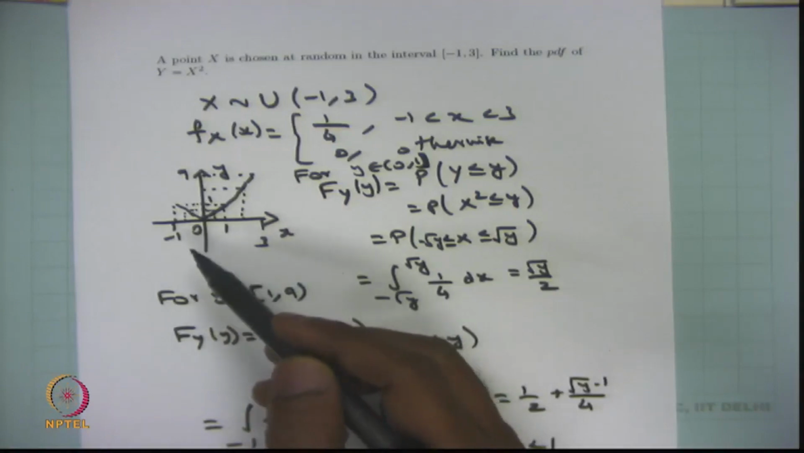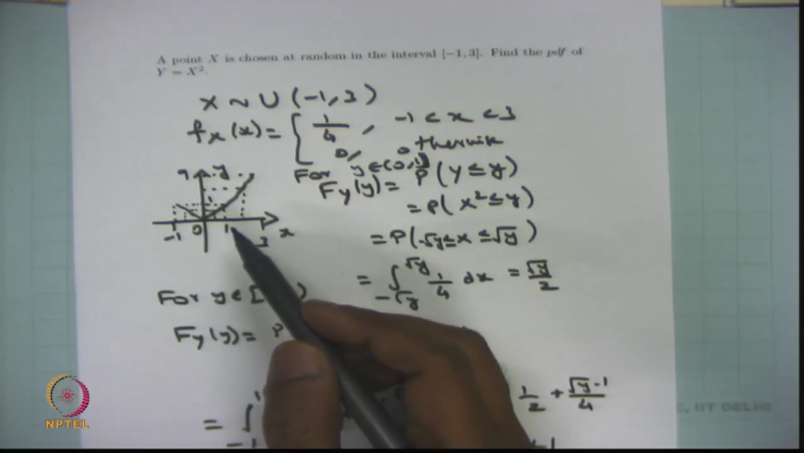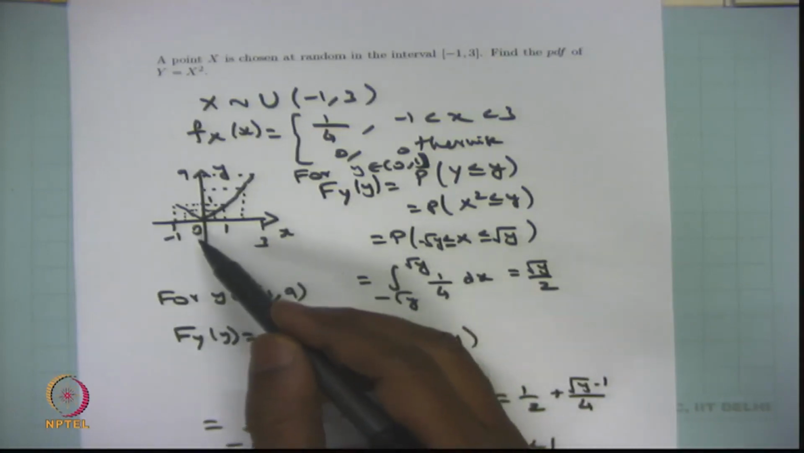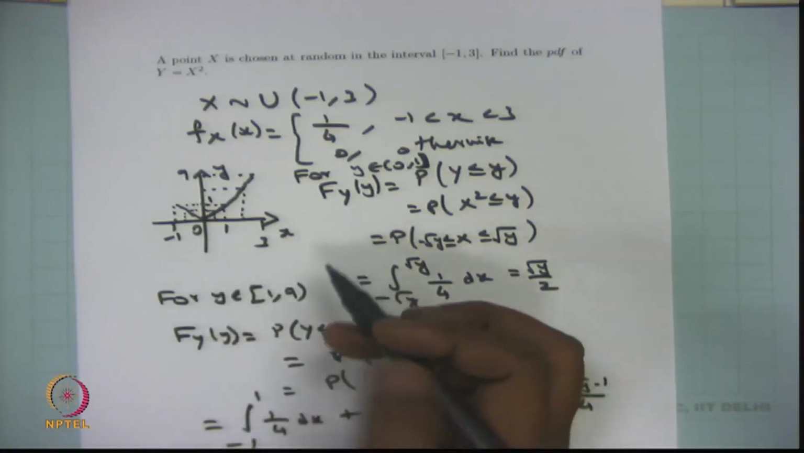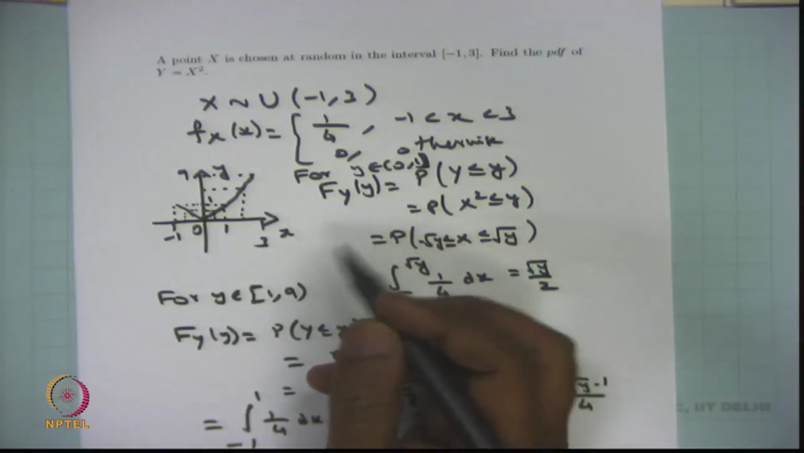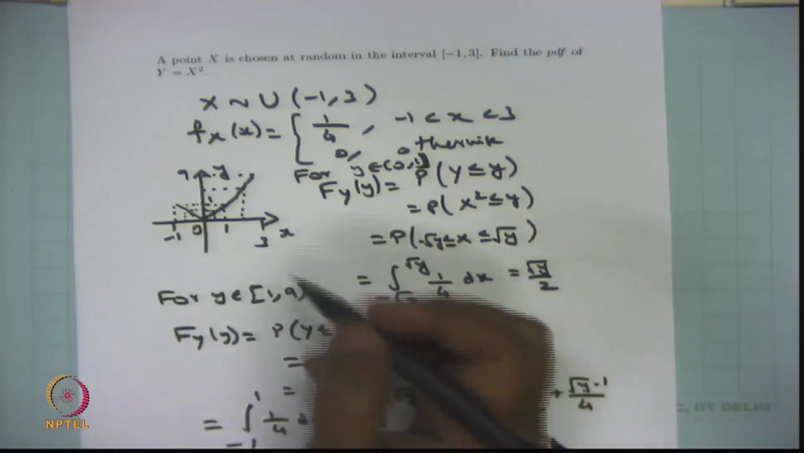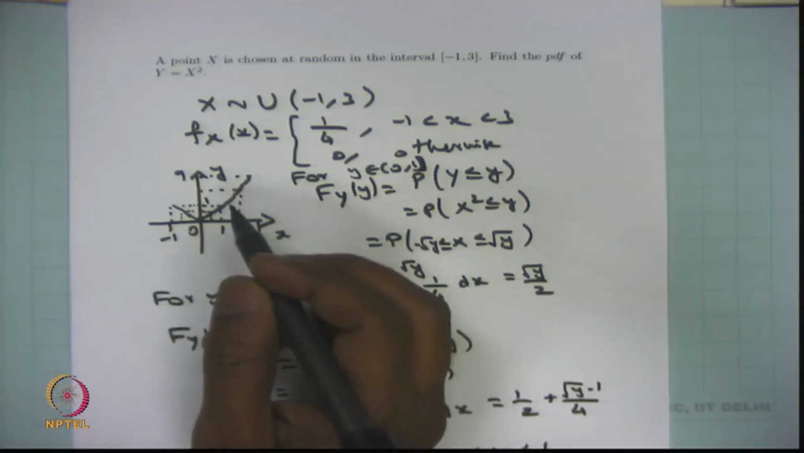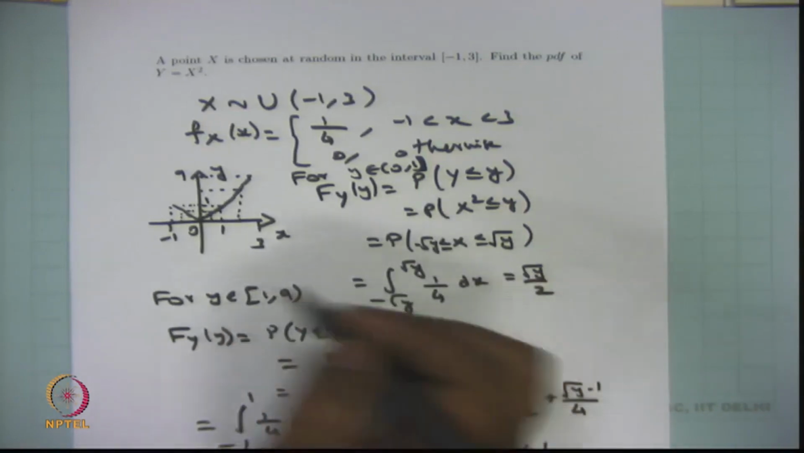Suppose this problem would have been a point x is chosen at random in the interval minus 1 to 1. In that case, for the interval of y between 0 to 1, you have two inverse images. You can apply the remarks of the theorem, which I have said in the one dimensional random variable. You can get the probability density function of minus 1 to 0, one density, then 0 to 1 another density. You can sum it up, you can get the probability density function of y. Or you can apply the CDF method to get the answer.